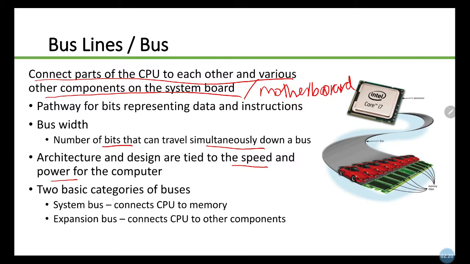And there are two categories of buses. Please remember this: we have the system bus and we have the expansion bus. The system bus connects the CPU to memory, and the expansion bus connects the CPU to other components. So please differentiate between these two categories of buses.